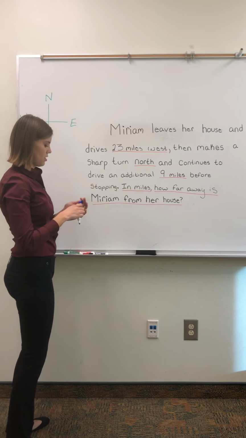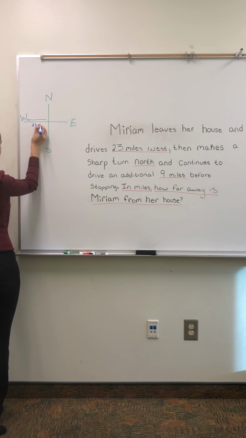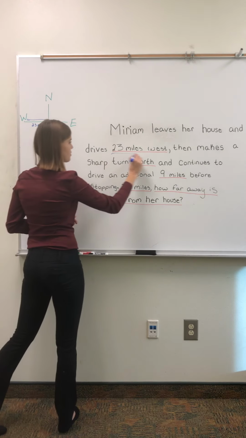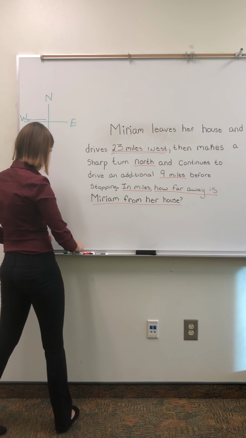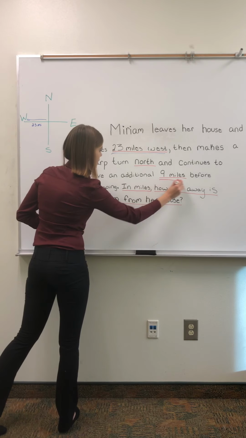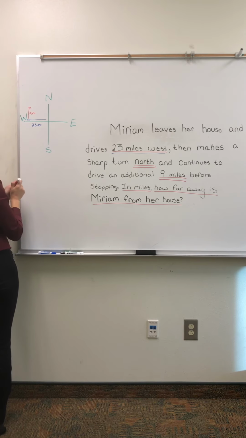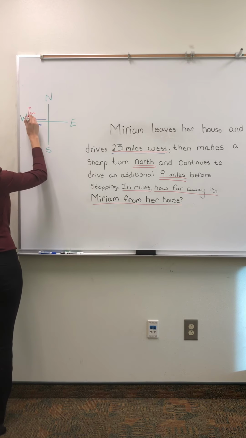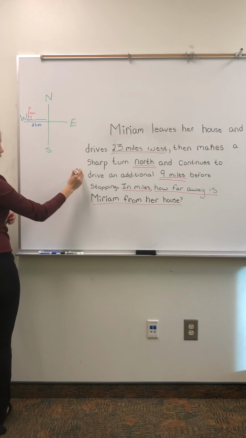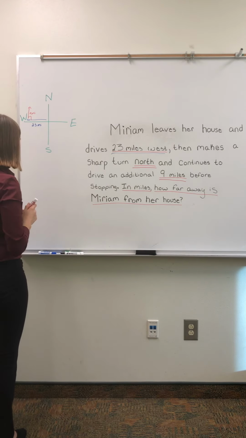So we know that Miriam first drives 23 miles west, and then she drives 9 miles north. Now, doesn't that look like a right angle? Because if you're going west and then sharp turn north, you're going to get a right angle.